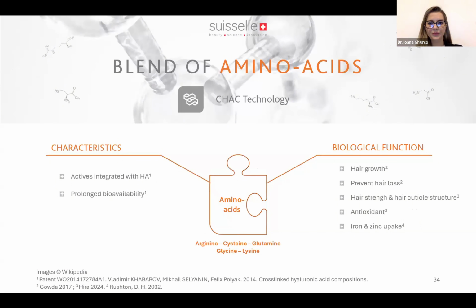Next one, the amino acids, starting from the point where they are the building blocks of the keratin in the hair. It will help in hair regrowth and prevent hair loss. At the same time, if keratin is strong, the hair will be strong. They also have a good antioxidant effect and will influence the iron and zinc uptake, which we also know are important in healthy hair. Next slide.